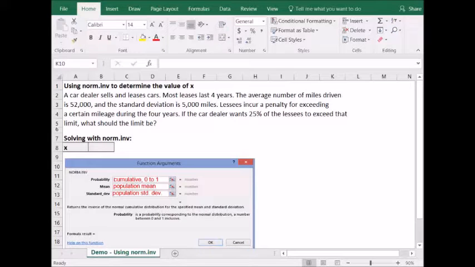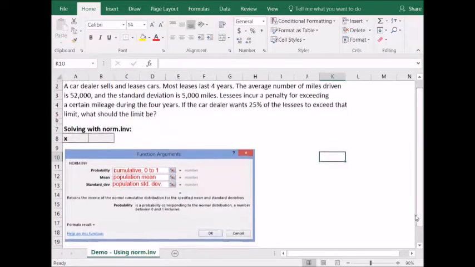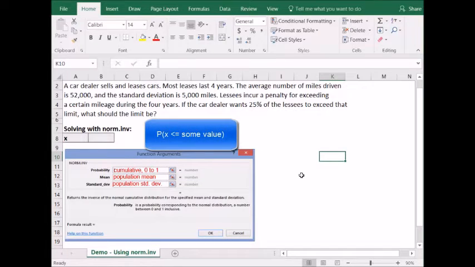Lessees incur a penalty for exceeding a maximum allowed mileage during the 4 years. If the dealer has decided to set the limit so that 25% of lessees exceed that limit, what will that limit be? We will set x equal to the number of miles allowed before a penalty is incurred. I've pasted in an image of the dialog box when we use the norm.inv formula. We only need 3 pieces of information: the probability, the mean, and the standard deviation. This is a cumulative function by default, which means it will return the value which is up to and including an area under the curve.